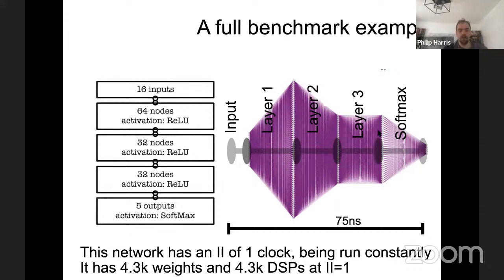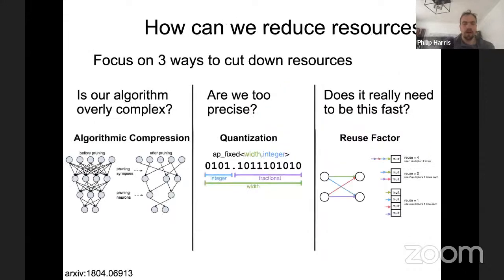To get this to run at the LHC, we had to fit this network onto the FPGA, and that wasn't completely obvious. The way we had to do this is we had to take our network and compress it. We also had to quantize the multiplications in the network. And then just in case we still couldn't fit it, we wrote our compiler so that you can dynamically change the amount of processor usage you have on the FPGA.